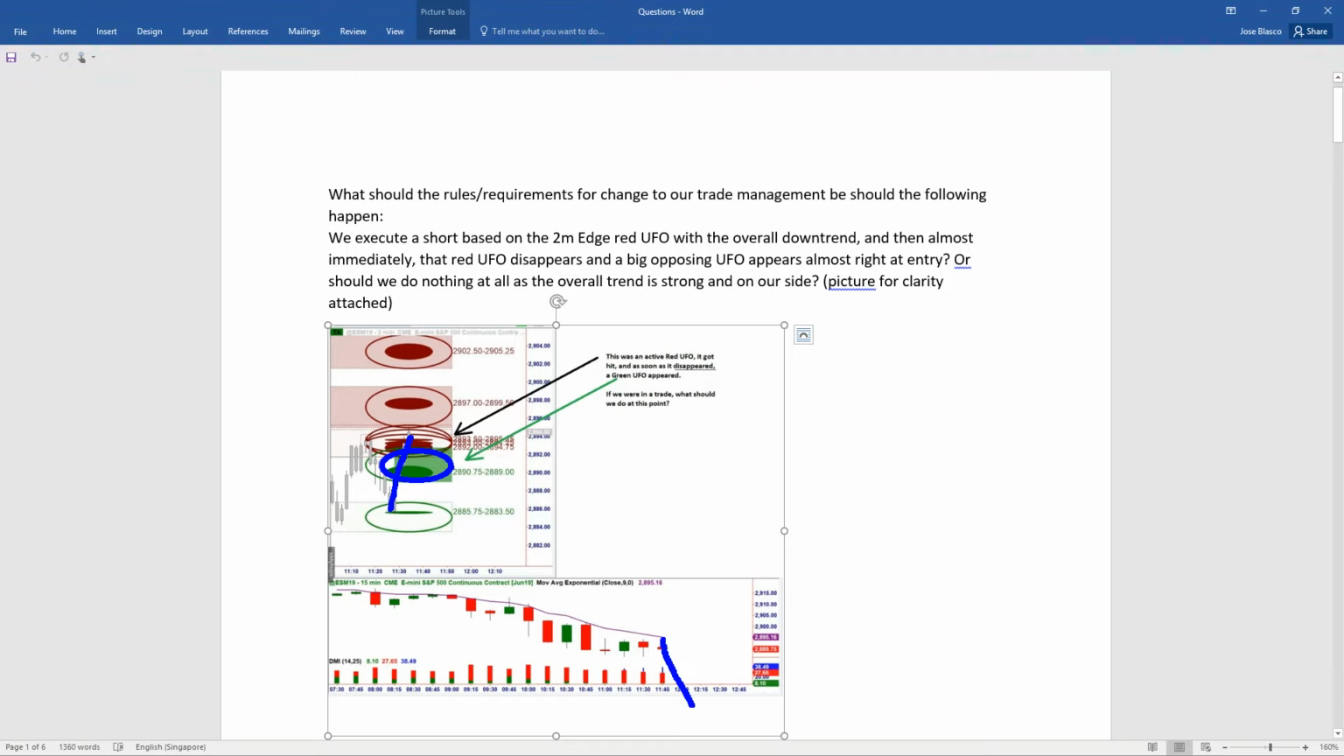But now the concern is, is that UFO going to stop everything, especially given the fact that my red UFO disappeared and therefore there are no more sell on-field orders? That's the question, which is a very, very good question, okay? So should we do nothing at all as the overall trend is strong and on our side? And the picture for clarity is attached, okay? So again, super good question, okay?